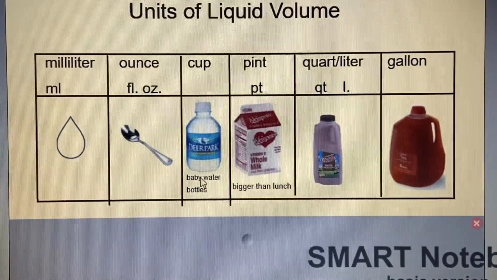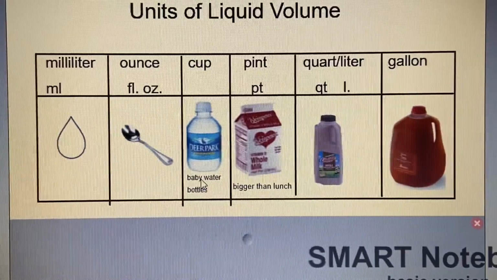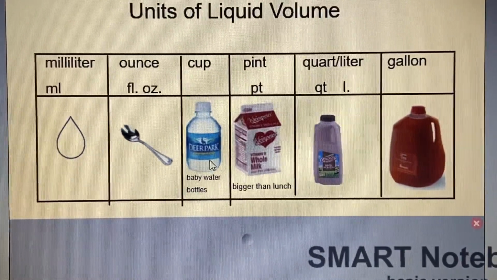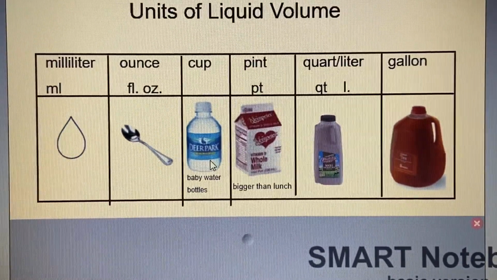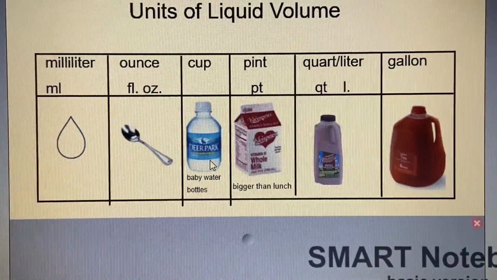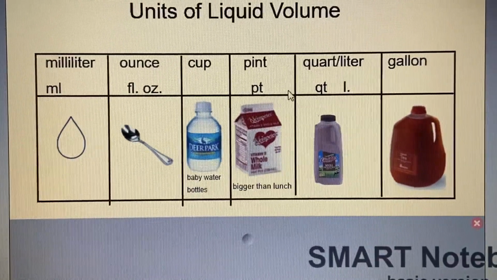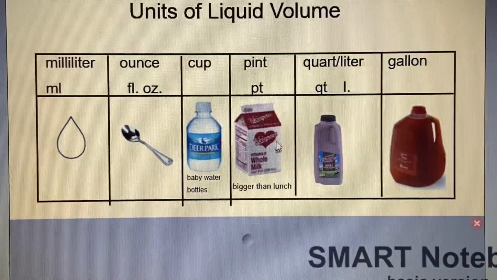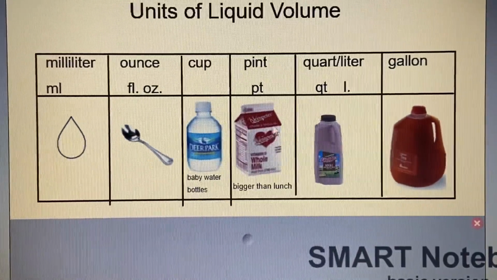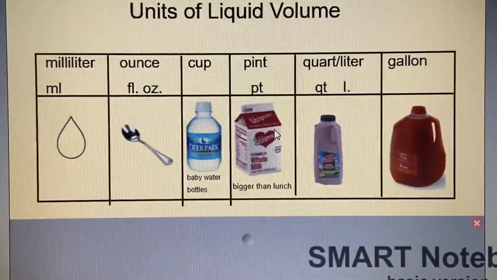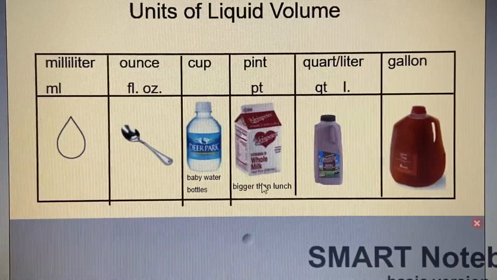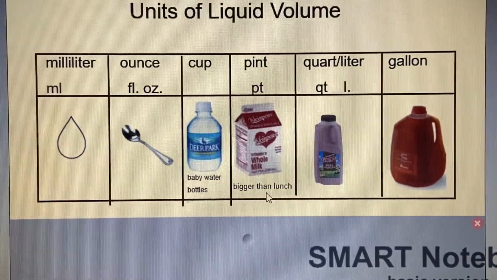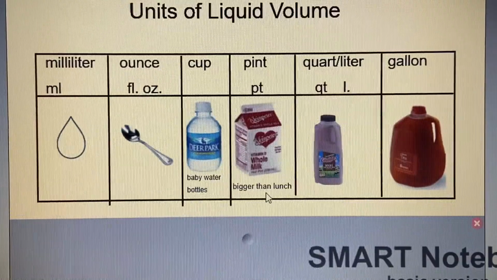Bigger than an ounce is a cup. A cup is one of the little teeny baby water bottles. That's about 8 ounces. That makes 1 cup, the little water bottles, not the regular ones that you guys bring to school. A pint is about a milk carton, but not those small ones that you get at lunchtime. They're a little bit bigger than those, but it's a small milk carton.